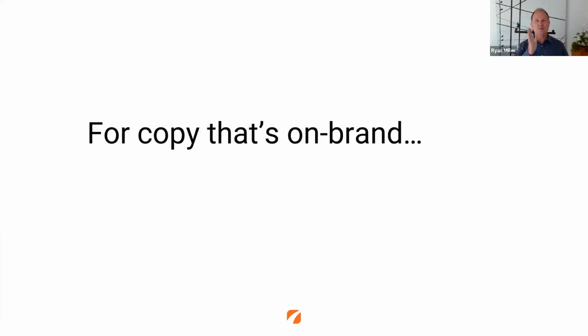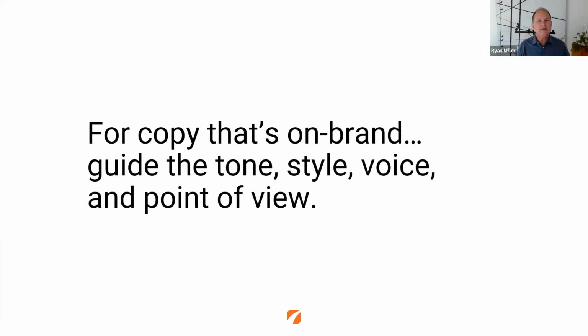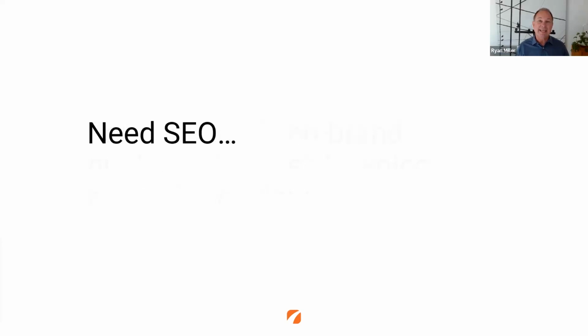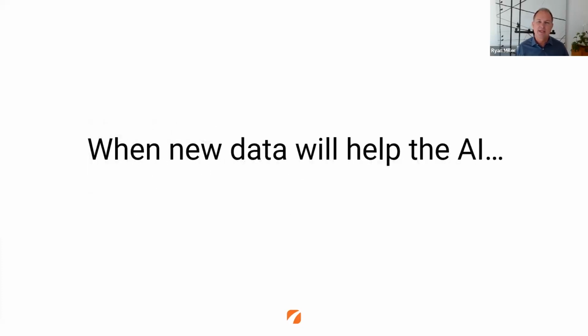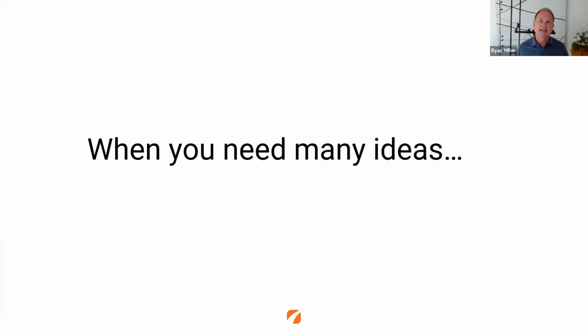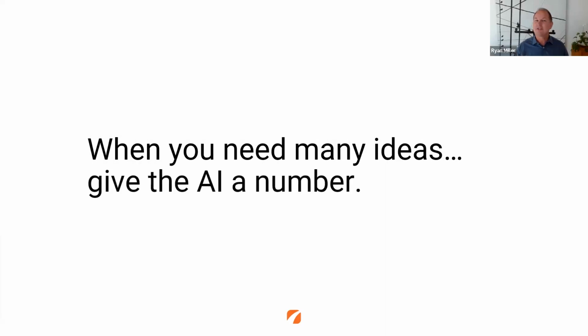For copy that needs to be on your brand, guide the tone, the style, the voice, and the point of view so you get exactly what you need. If it needs to rank, if it needs search engine optimization, well, then you need to provide the AI with the list of keywords that it can use to inform that particular piece of copywriting. If there's data that you think would actually help the AI do the job better, give the AI the data, right? You can copy and paste it in. And with certain AI tooling, you can actually link directly to things like web pages where it will find source information. If you need many ideas, just name the number.